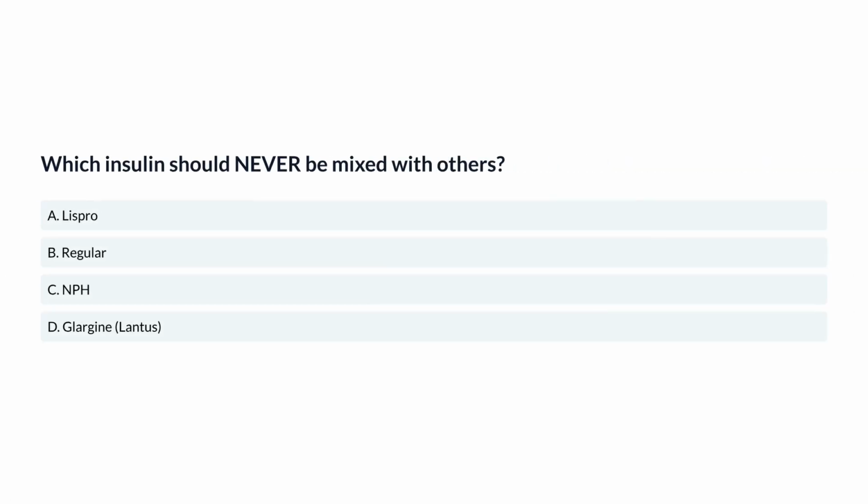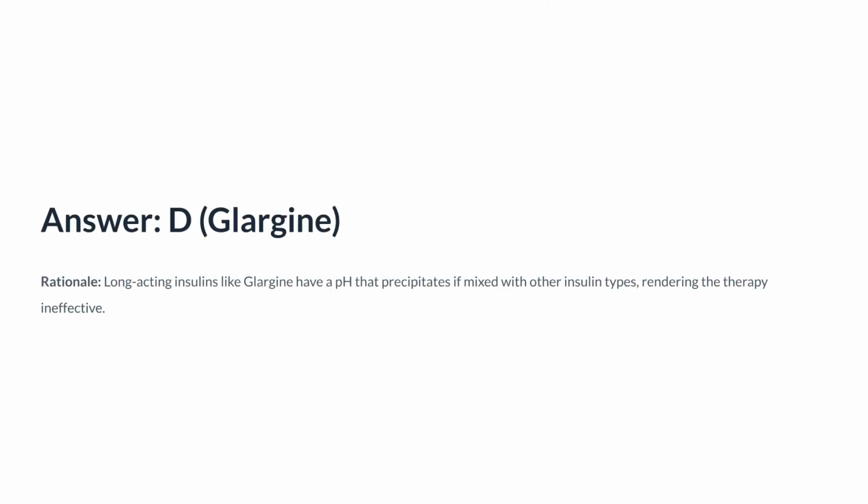Which insulin should never be mixed with others? The answer is D, glargine. Long-acting insulins like glargine have a specific pH that causes them to precipitate if mixed with other types, rendering the therapy ineffective.